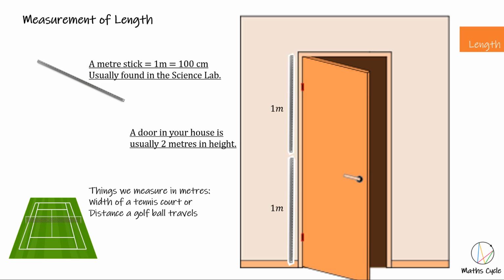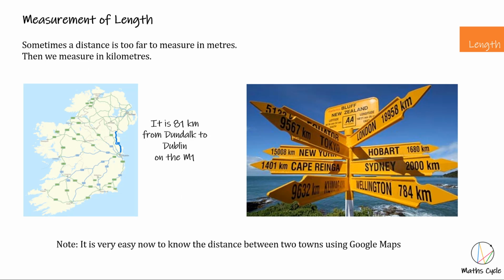Now, if you go a distance further than that, it might be more beneficial to measure in kilometers. Okay, so in kilometers, that's kilo, 1,000 meters. So if you think of the M1 from Dundalk to Dublin, it's roughly 81 kilometers. So that'll give you some idea. Or if you look at this yellow sign from a headland in New Zealand, it shows you that Australia is the country next to New Zealand, so Sydney is 2,000 kilometers away.